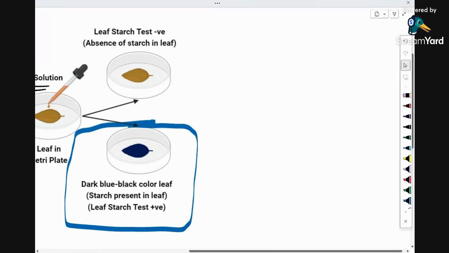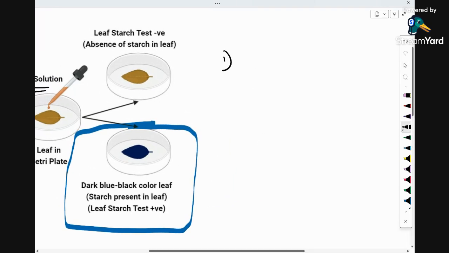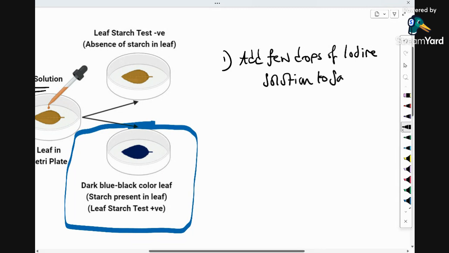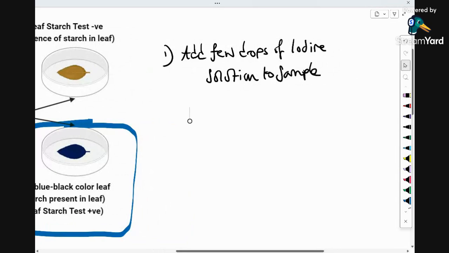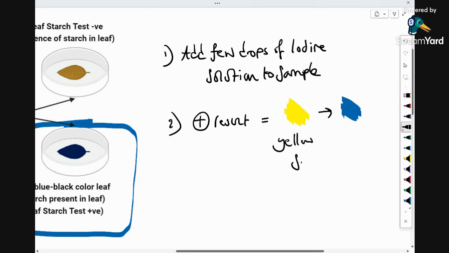So if you're going to put this in an exam, you only literally need to say a few points, which is you add a few drops of iodine solution to the sample. It can be a solid sample as well for this one. A positive result means the iodine solution goes from yellow, which you do have to write, to blue-black. So we go from yellow solution to blue-black. And that is your positive result.